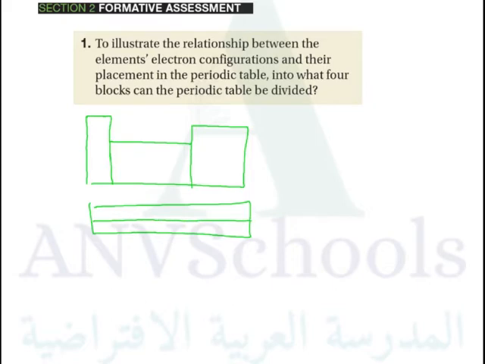So we have the S block. Why is it the S block? Because the last electron enters into the S sublevel. This is the P block, this is the D block, and this is the F block. So to illustrate the relation between the elements and blocks, the answer will be S, P, D, and F block.